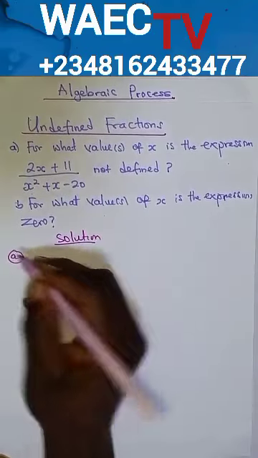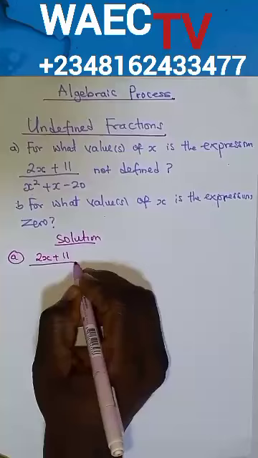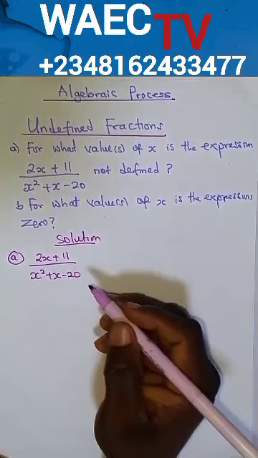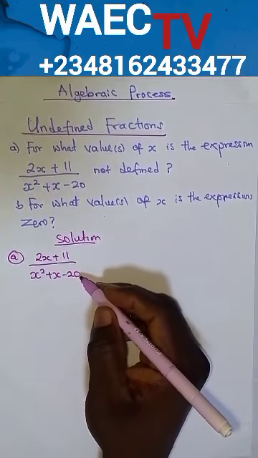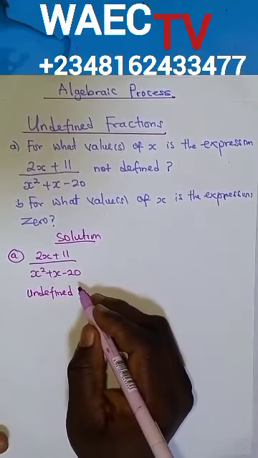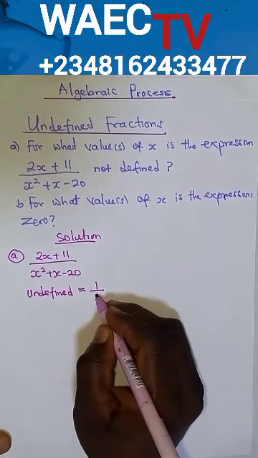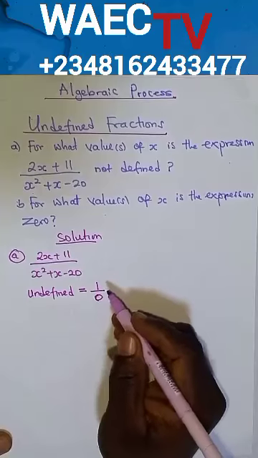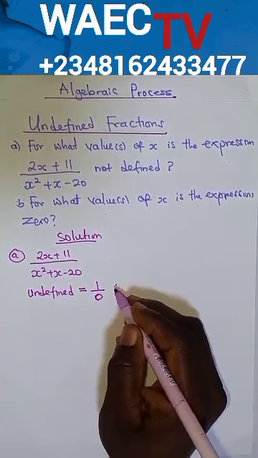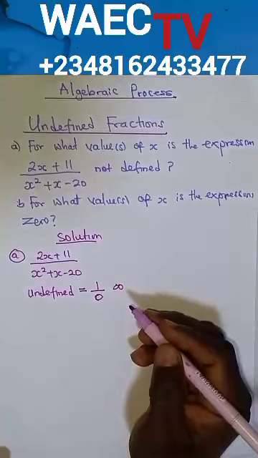A, we have this expression which is 2x plus 11 over x squared plus x minus 20. We have to find the value or values of x that will make this expression undefined. You need to take note that when you are considering a fraction to be undefined, all they are asking you to do is to make the denominator 0. So when you have 1 over 0, it's undefined. If you simply type that in your calculator, it gives you math error, and undefined means infinity.